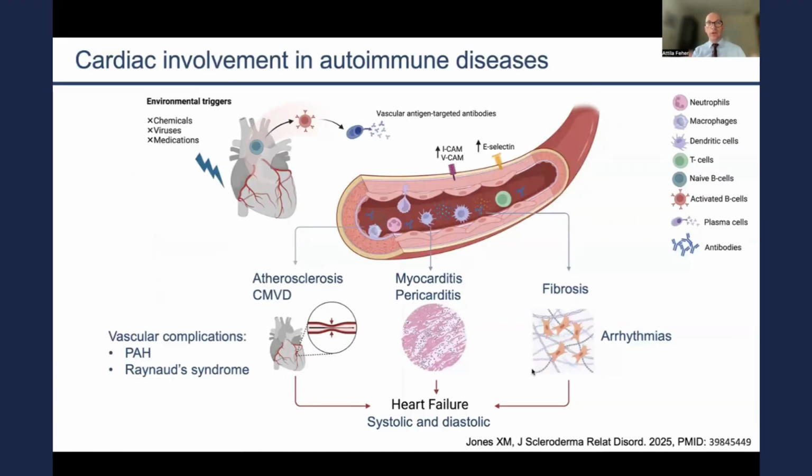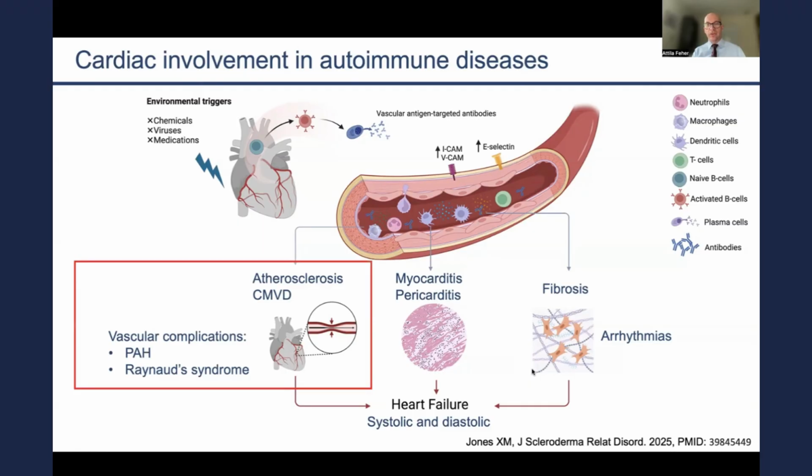So, what is the cardiac involvement in autoimmune diseases? Because I think first we have to talk about what is the involvement, and this is a scleroderma paper, but I think it nicely demonstrates the different kinds of avenues that can be addressed here.